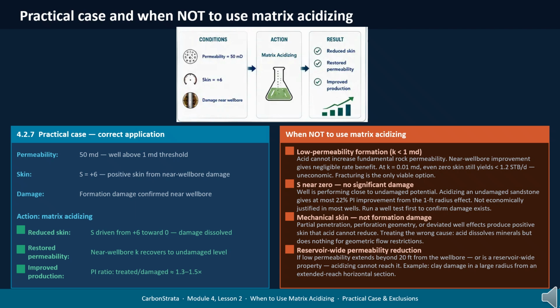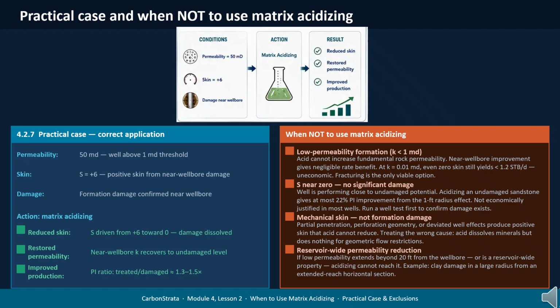First, low permeability. If permeability is below 1 millidarcy, the method is not valid. Second, skin close to zero. There is nothing to remove, so no gain is expected. Third, mechanical skin. The restriction is not inside the pore system. Acid does not correct geometry. Fourth, reservoir-wide limitation. The problem is not local. The treatment cannot reach it.